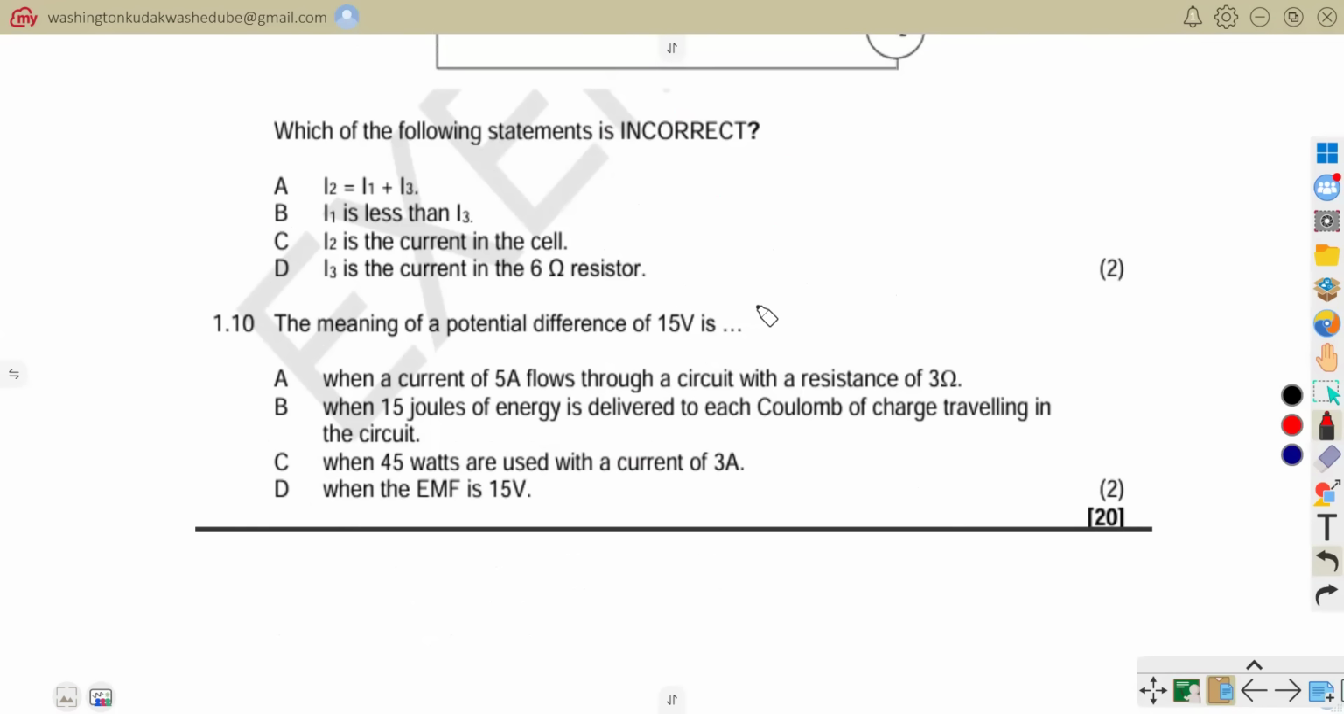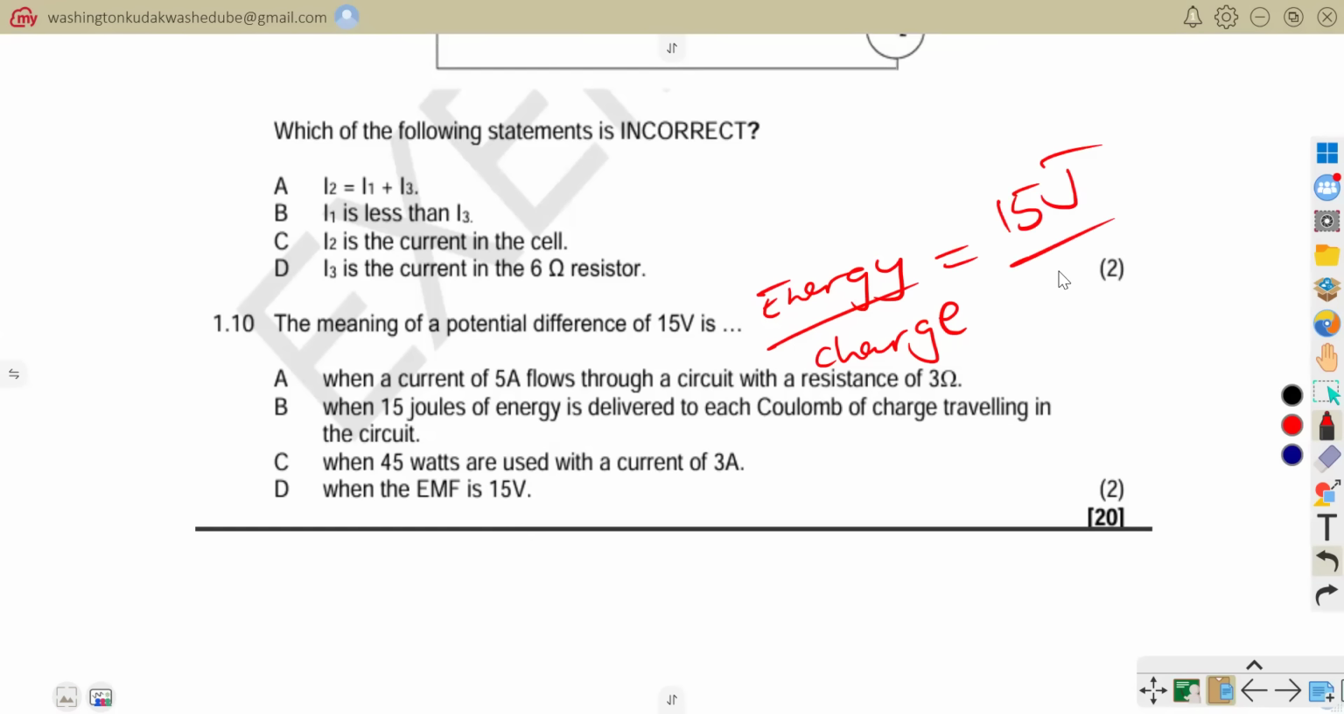We know that potential difference is energy dissipated, or energy carried, per unit what? Charge. So energy dissipated per unit charge. So this would actually be 15 joules per unit coulomb, or 15 joules carried or dissipated per unit charge. So we are looking for that answer.